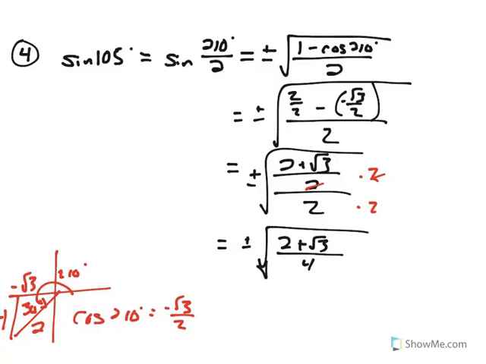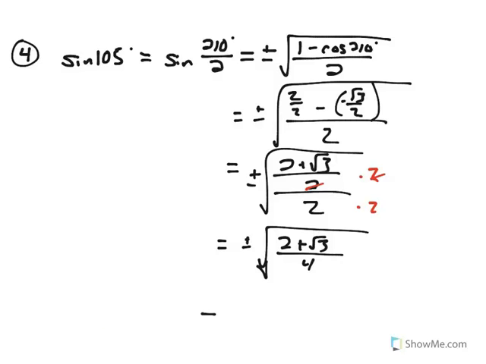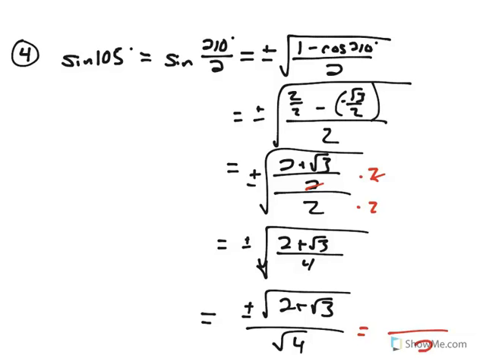Square root the top and the bottom. Top is not a perfect square, but the denominator is. So anyhow, as I was saying, if you square root the top and square root the bottom is a perfect square, which makes 2. Top is not a perfect square, so it's the square root of 2 plus the square root of 3. We have to determine if it's positive or negative.